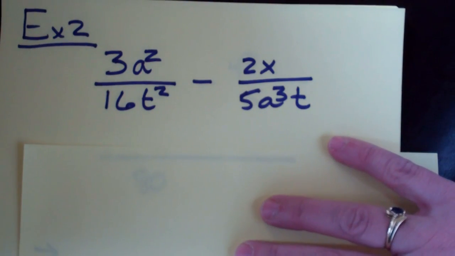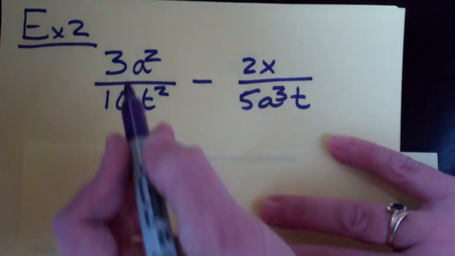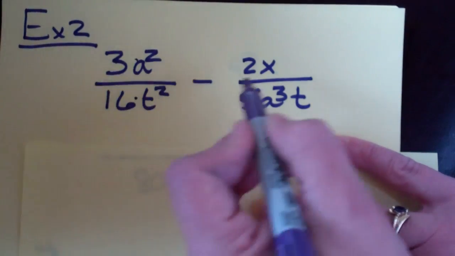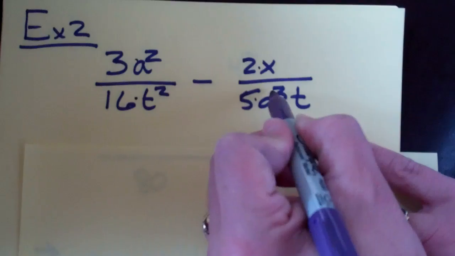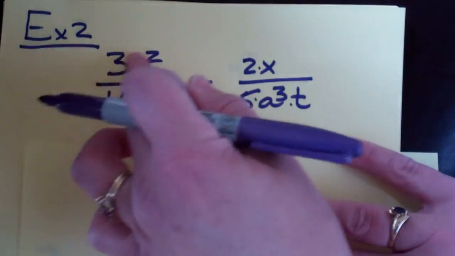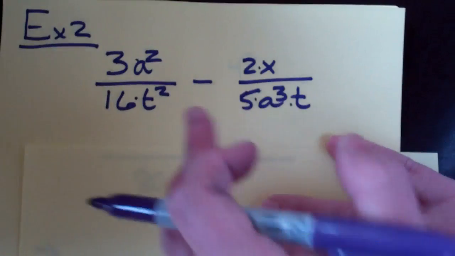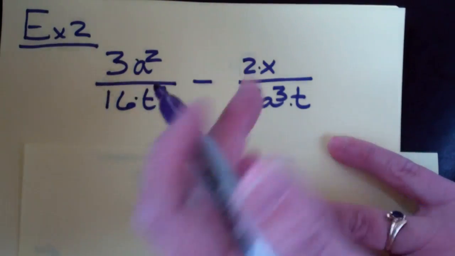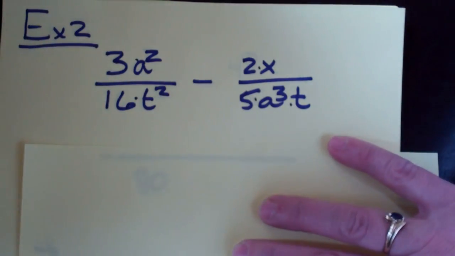For our second example, we have two terms that are subtracted from each other. Each term is made up of only factors. There's multiplication within each term. There's factors within this term and factors within this term. In order to find the sum or difference, in this case, between these two terms, I need to consider what would be the common denominator.